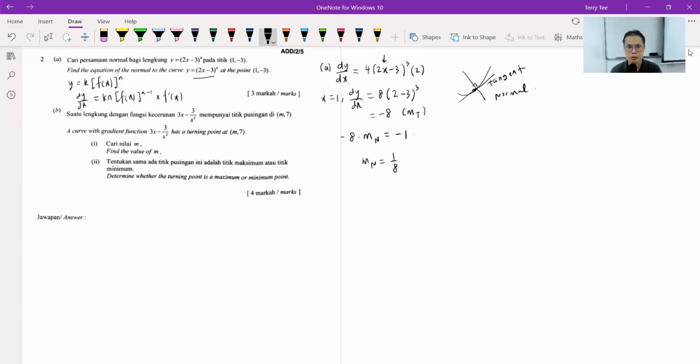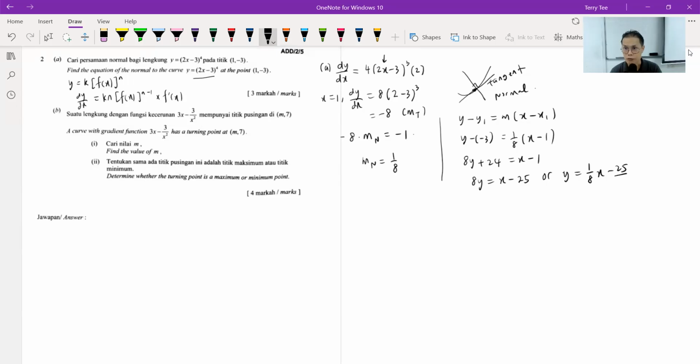So to find the equation of the normal, let me write over here. I just use the formula y minus y1 equals m times x minus x1. My y1 is now negative 3. My gradient is now 1 over 8. My x1 is now 1. So I multiply by 8: 8y plus 24 equals x minus 1. Rearrange it: 8y equals x minus 25. Now, up to you, you can actually stop here. If you divide by 8, also can. Some students prefer to divide by 8 and change it to the gradient form. But if you don't do that, it's fine. y equals 1 over 8 x minus 25 over 8 also can.